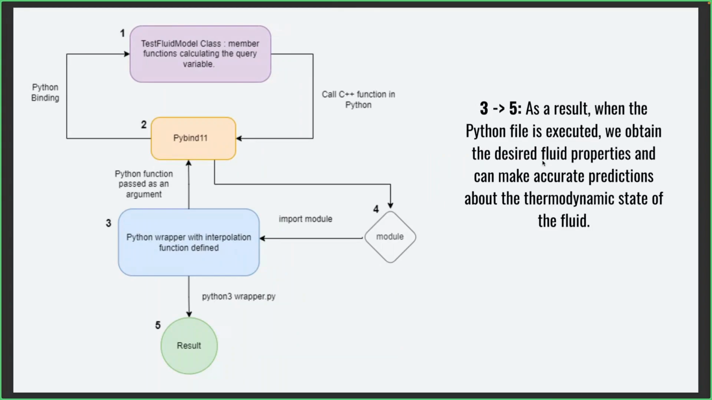So we just need to run this command, python3 and the file name, and this whole functioning of going from Python to C++ and again back to Python will be performed, and the result will be displayed by the Python file.